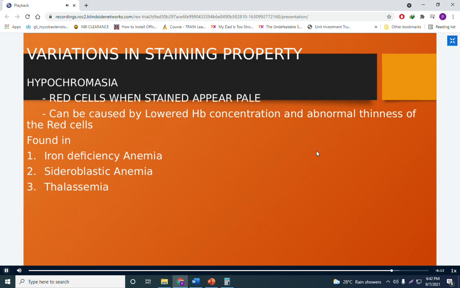Then we have, remember, hypochromasia. So, di ba kanina hypochromic, now this time hypochromasia. So when they are stained class, they appear pale. Hypo, meaning decrease, they appear pale. This can be caused by low hemoglobin concentration and abnormal thinness. So kapag hypochromatic ka, you have low hemoglobin and your cell could be thin, found in IDA and sideroblastic anemia and thalassemia.